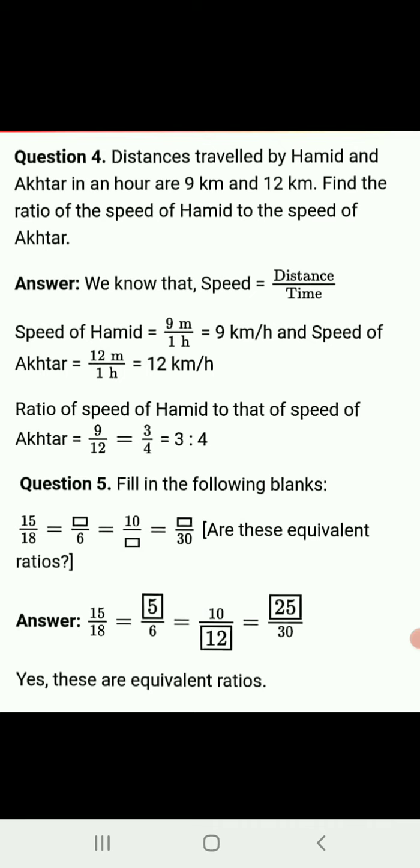Now 5 by 6 is equal to 10 by dash. You see 5 became 10. How? When you multiply by 2, 5 2s are 10. For 6 you should also do the same. So 6 into 2 is 12. You get 10 by 12.